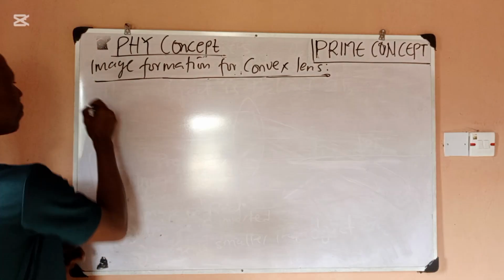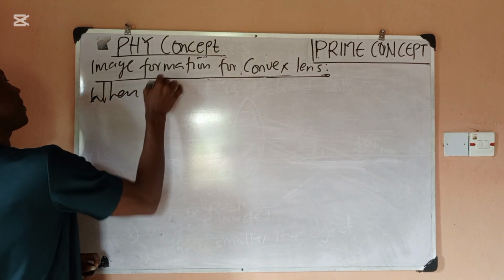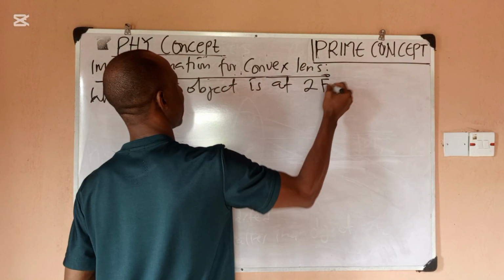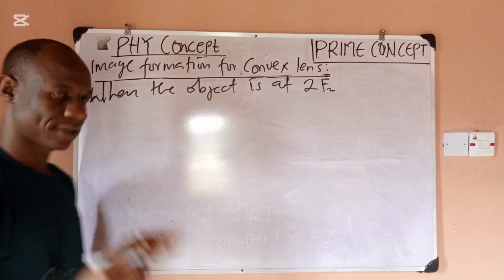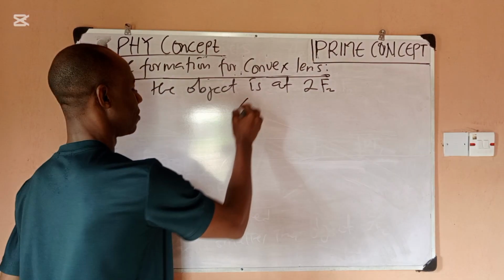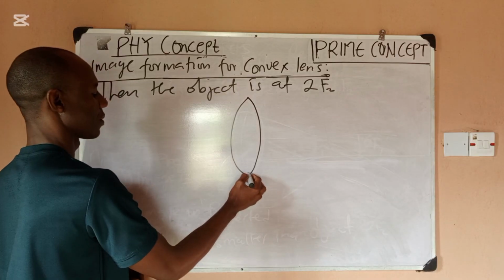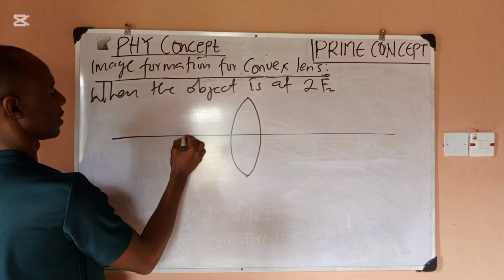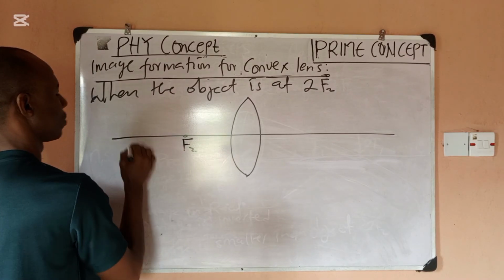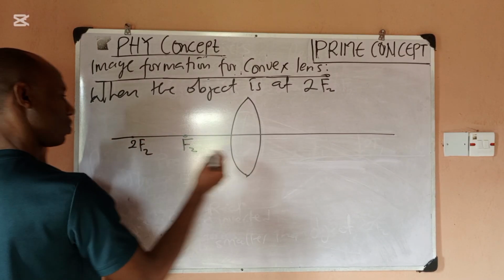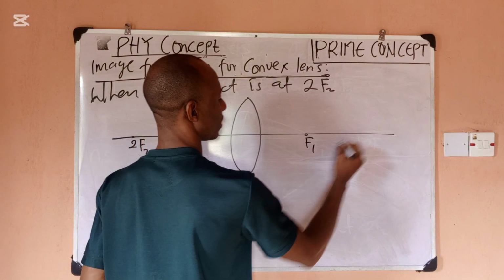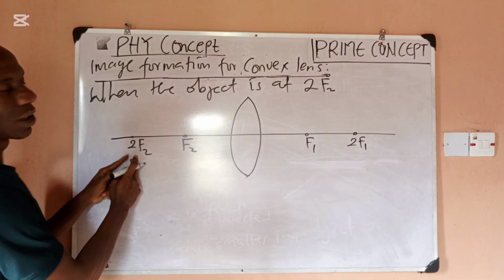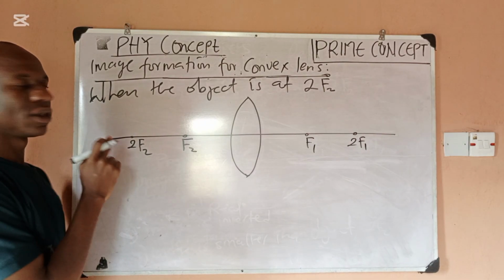For this, we want to look at when the object is at 2f2, or you can just say at 2f. That is good. Now let's look at where the image will be formed. So this is our f2, this is our 2f2, this is our f1, this is our 2f1, right? When our object is located at 2f2, where will the image be formed?